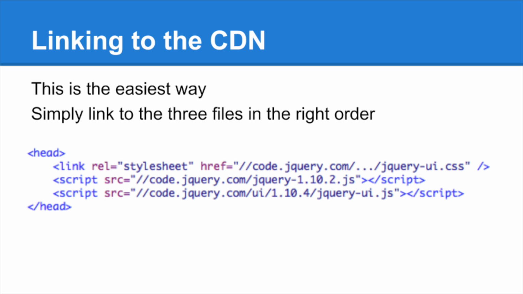The easiest way is just to include 3 files at the top. You've got your link to your style sheet. You've got 2 script tags, one to the jQuery file and one to the jQuery UI file. If you do it that way, you can't go wrong.